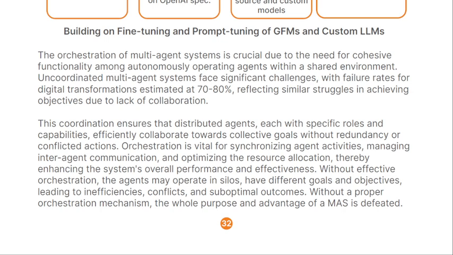This coordination ensures that distributed agents, so they are not specific to a location or system or program, they are distributed, each with specific roles and capabilities, efficiently collaborate towards the collective goals without redundancy or conflicting actions. Orchestration is vital for synchronizing agent activities, managing inter-agent communication and optimizing the resource allocations, thereby enhancing the system's overall performance and effectiveness. Without effective orchestration, the agents may operate in silos, have different goals and objectives, leading to inefficiency, conflict, and suboptimal outcomes. Without a proper orchestration mechanism, the whole purpose and advantage of MAS is defeated.